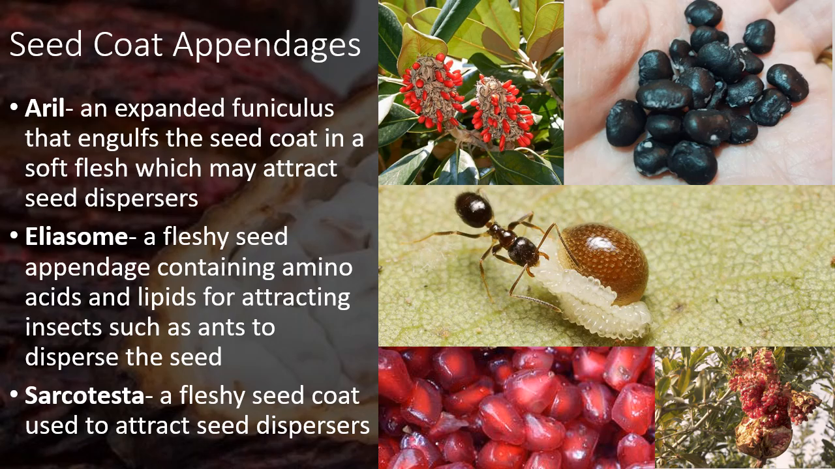But then we see in the top right image how when we strip off that aril, we still have a seed coat which exhibits a hilum and a micropyle. So that red fleshy layer is not the seed coat. It's an additional layer produced by the expansion of the funiculus, kind of wrapping the seed coat up in a bag of flesh. And you'll notice that these arils on magnolias are bright red.